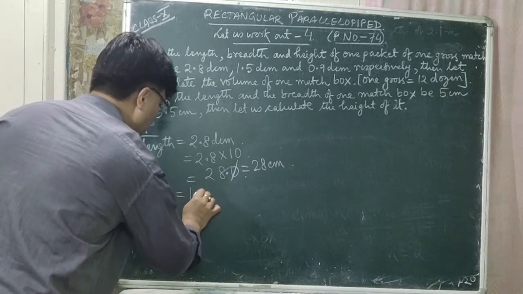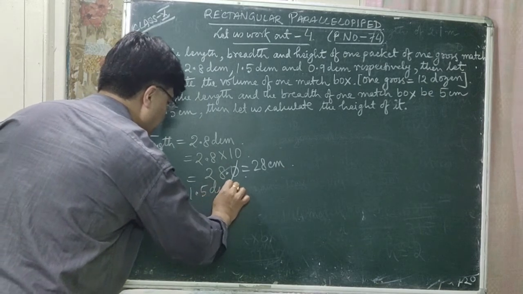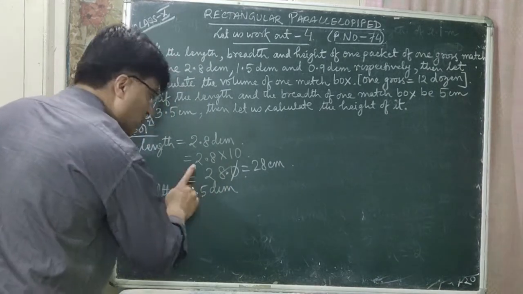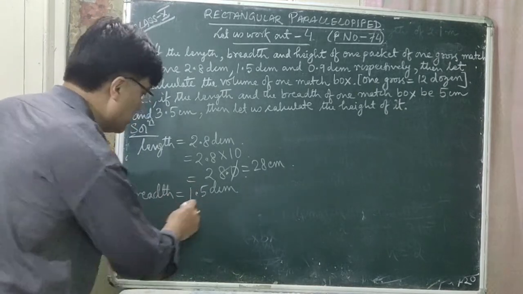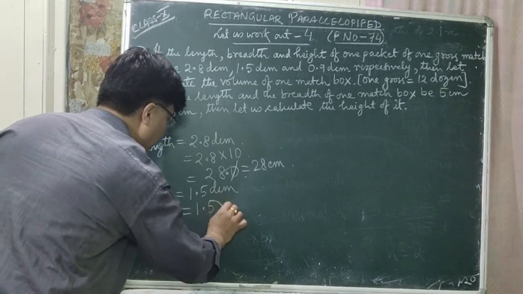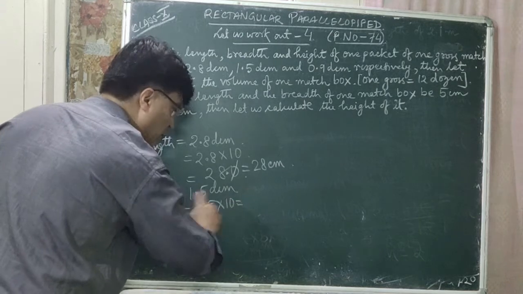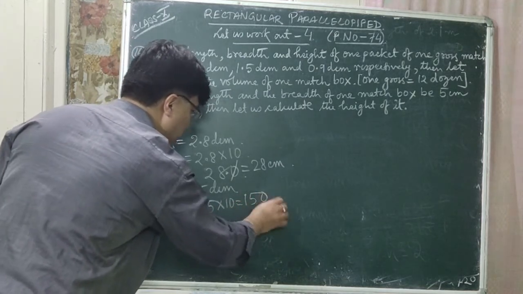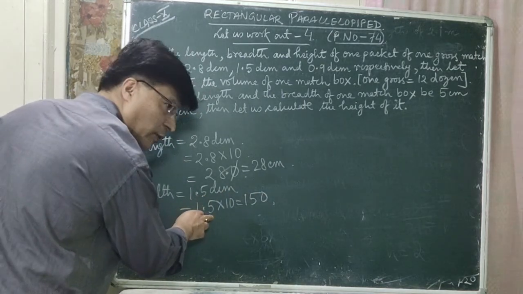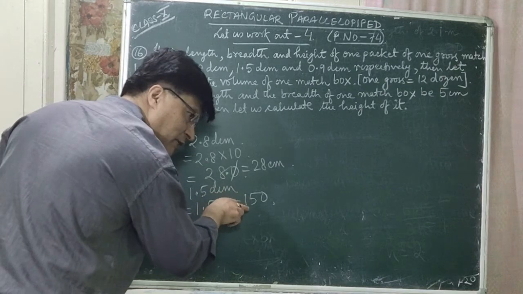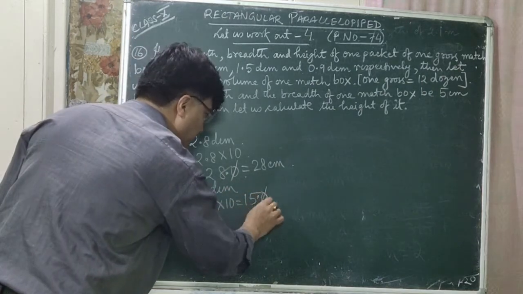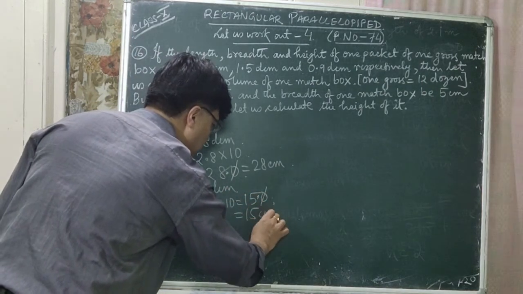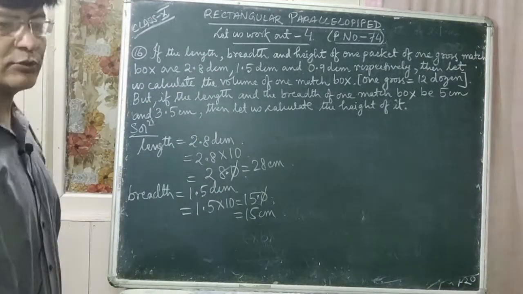It is 1.5 decimeter, which is equal to... now decimeter, again you have to convert it to centimeter. 1.5 into 10 is equal to 15 into 10 is 150. After the decimal point there is only one figure, so you have to write down the decimal point before 10. So which is equal to 15 centimeter. Is that clear to all of you?